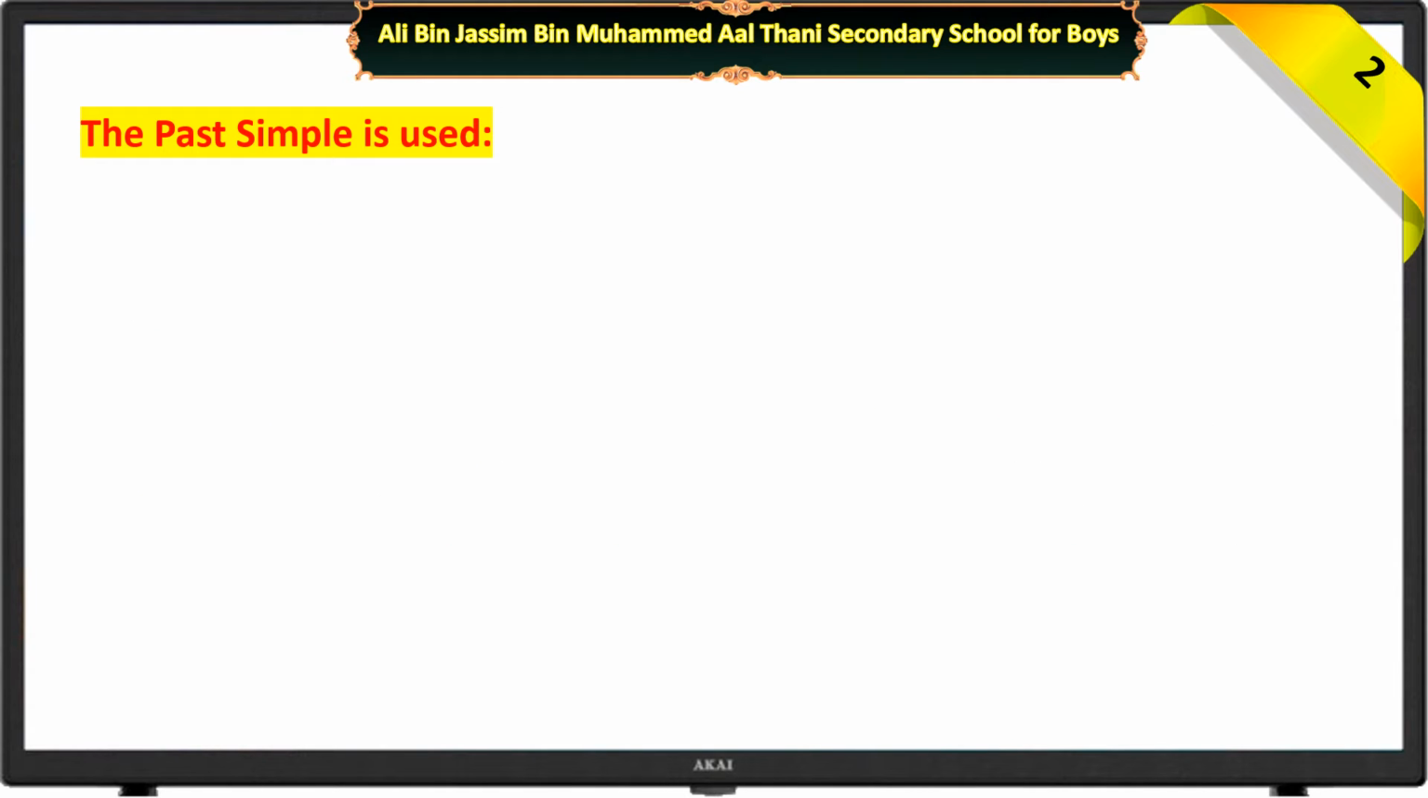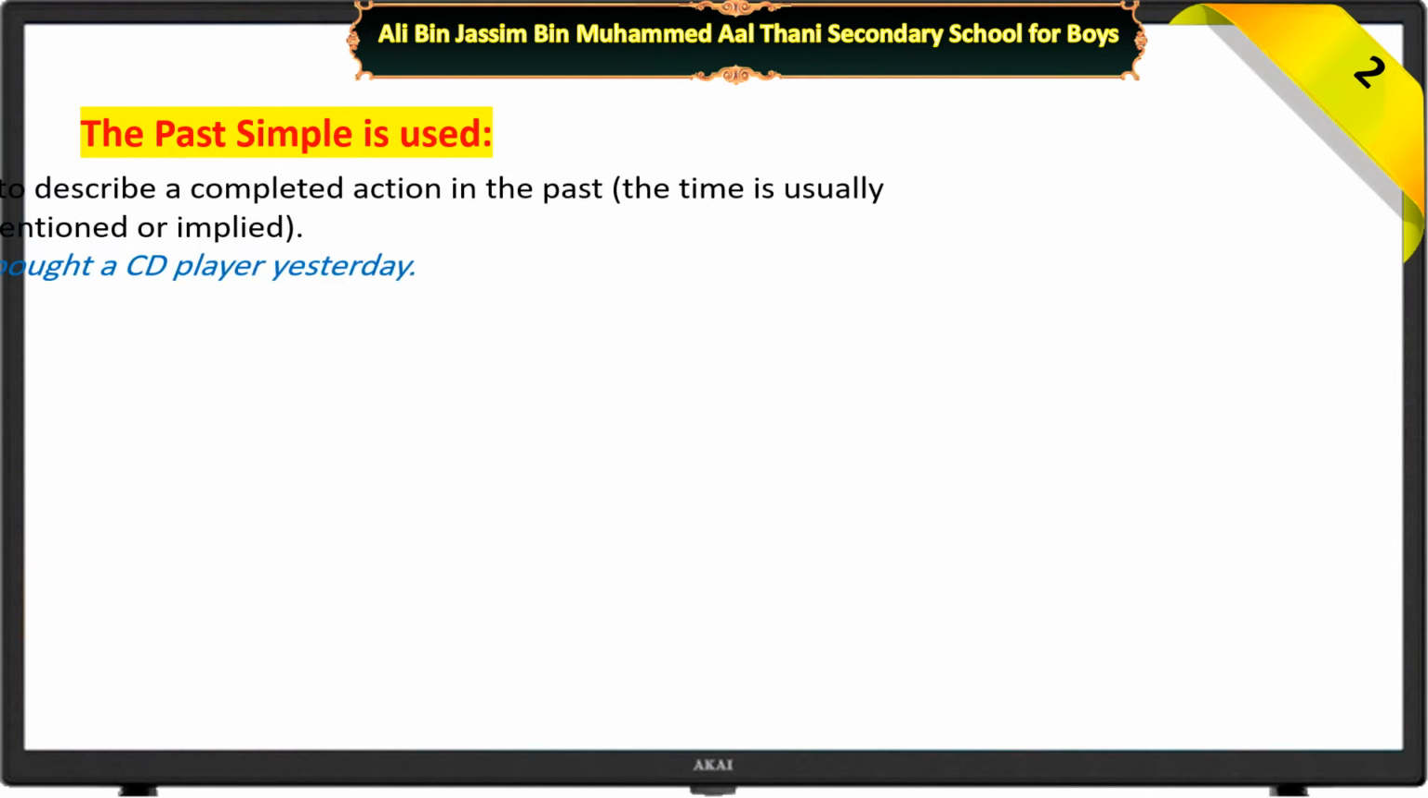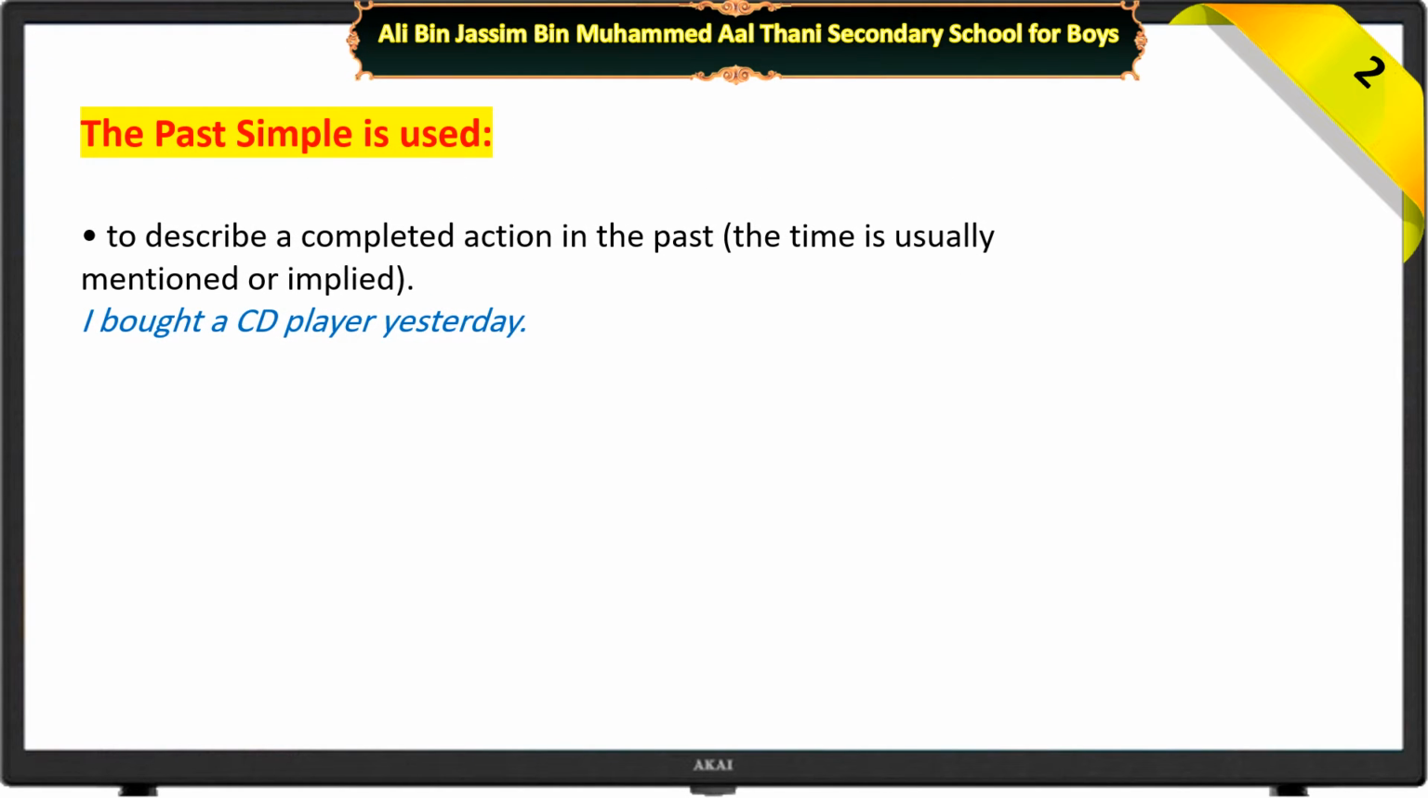The past simple is used in different functions. The first one is to describe a completed action in the past. The time is usually mentioned or implied. For example, I bought a CD player yesterday.